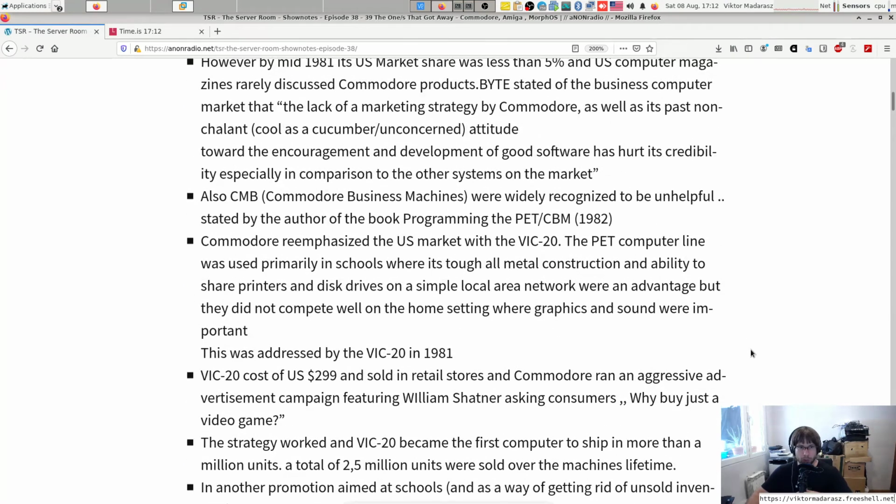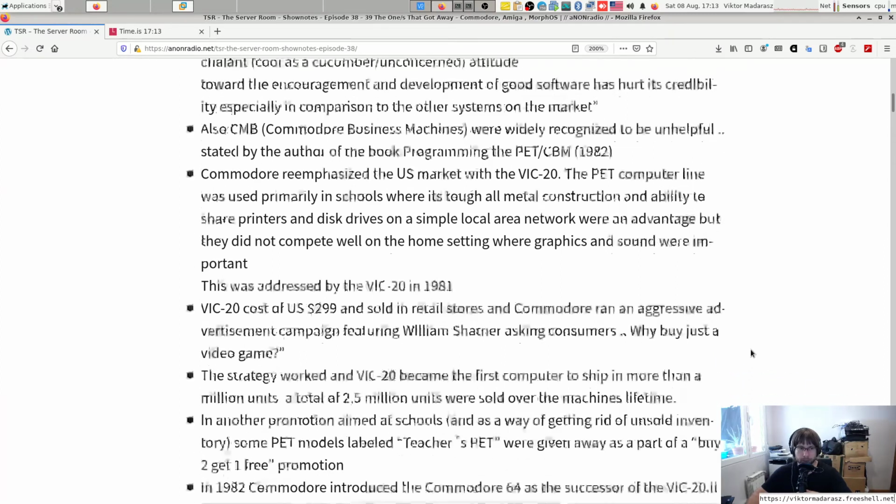However, Commodore managed to re-emphasize the US market with the VIC-20. The PET computer line was used primarily in schools, where its all-tough metal construction and the ability to share printers and disk drives on a simple local area network were an advantage, but they did not compete well in the home setting where graphics and sound were important, and this was addressed by the VIC-20 in 1981.